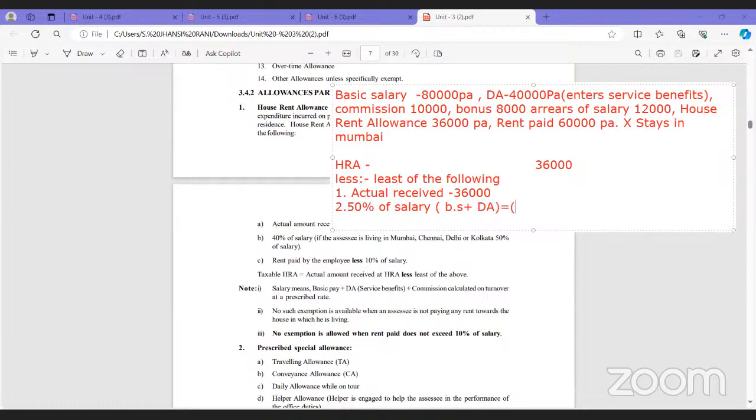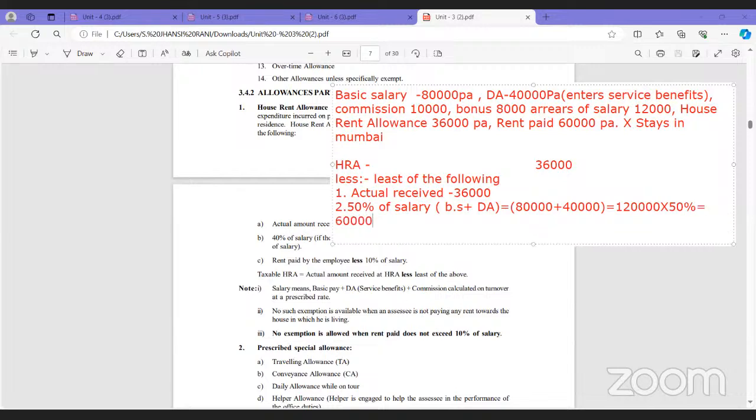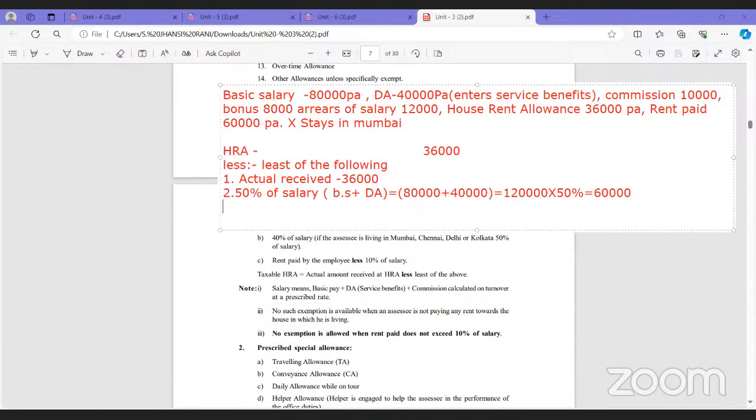So here basic salary is 80,000 plus DA is 40,000. Put together, it comes to 1,20,000. In this, 50% comes to 60,000. Now, what is the third point? The third point is rent paid minus 10% of salary.